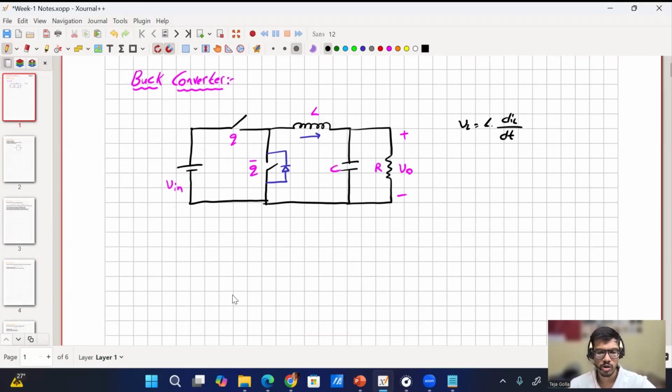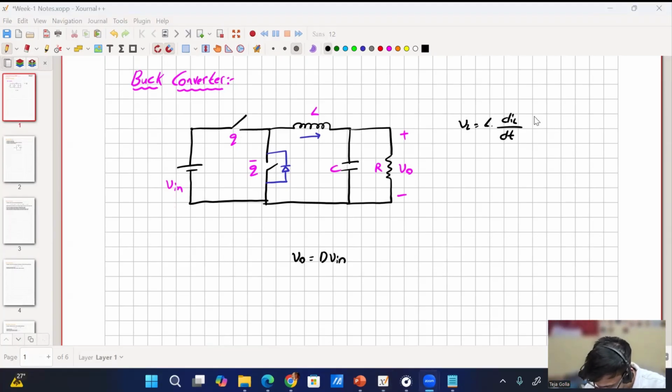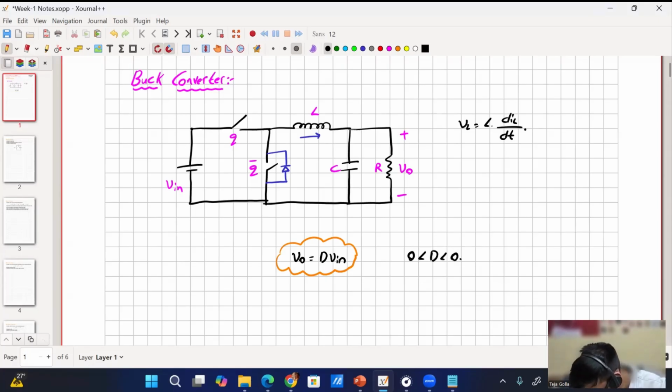Can anyone tell me the input output relationship for a buck converter? V naught equals D V in. Yes, for a buck converter, V naught is equal to D V in. And the range of the duty ratio? 0 to 1. Yes, duty is a ratio, so the duty ratio is from 0 to 1. Is the buck converter a step up or a step down converter? Step down, because the output voltage is always lesser than the input. So it's a step down converter.